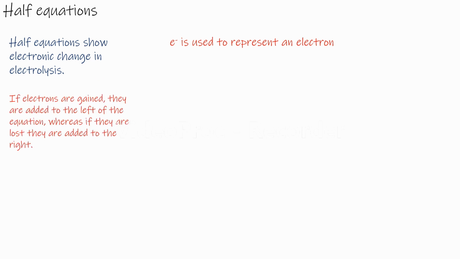And then we can also say that if electrons are gained, they are added to the left of our equation, whereas if they're lost, they are added to the right, as you'll see in the coming examples.